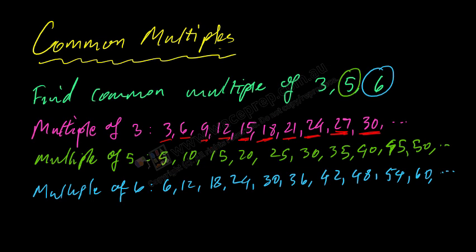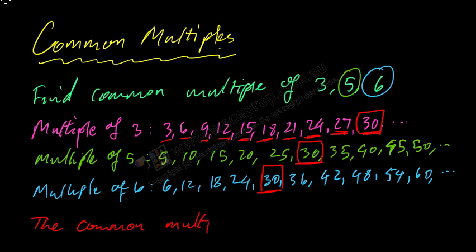Next is 30. 30 exists in the multiples of 5. It also exists in the multiples of 6. So we can see that 30 is common for all three numbers. Okay, so 30 is a common multiple. So we can say that the common multiple is 30.